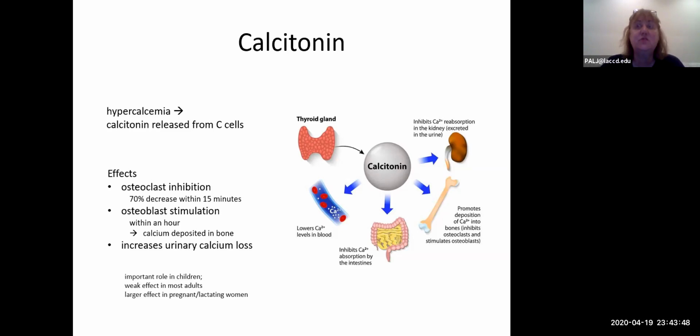So this is super important in children. Okay. And we like to talk about it a lot in adults. But in most adults, it's not that important unless you are a pregnant woman or you're a woman who is breastfeeding, in which case it's super important once again. Okay. But for the rest of us, it's not that effective at bringing your calcium levels back down to normal.